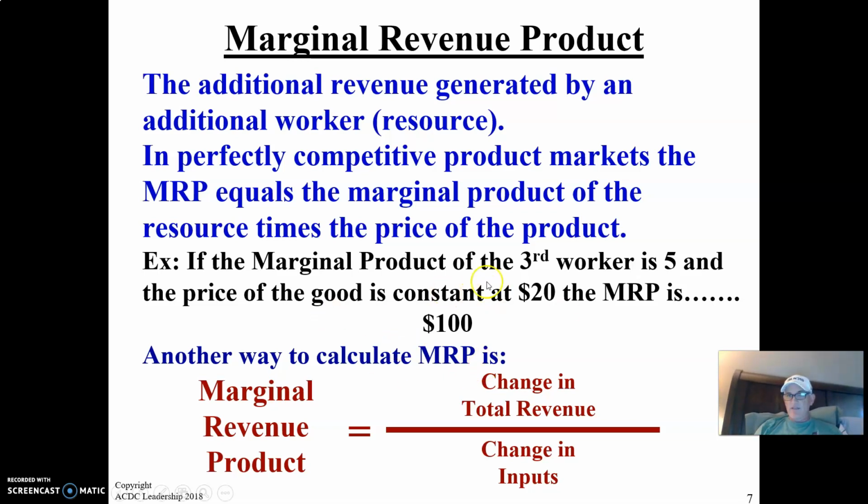And that's kind of what this right here is spelling out too. If the marginal product of the third worker is 5, that third worker brings 5 units, and the price of the good is 20, then we know that their MRP, their marginal revenue product, is $100, okay? And that can be calculated by the change in total revenue, because we figure the total 5 times 20, or whatever the case may be, over the change in inputs, and that'll tell us what the MRP is.